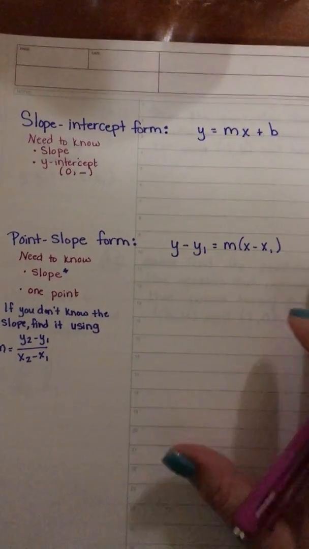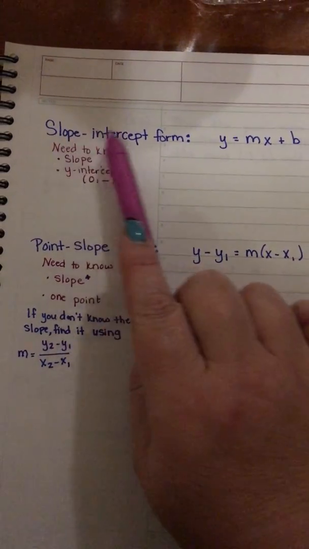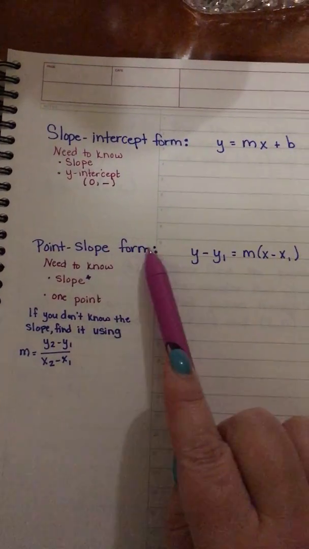Hi, I wanted to make a quick video explaining the difference between slope-intercept form and point-slope form.